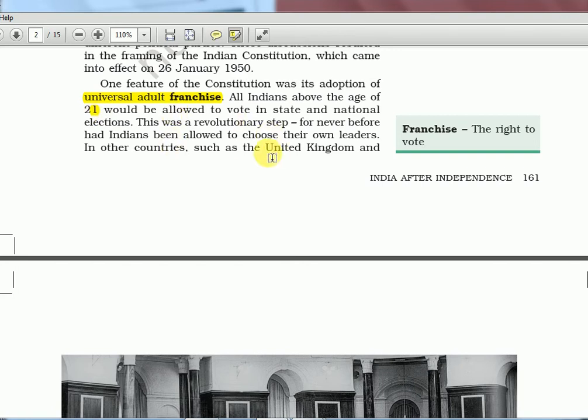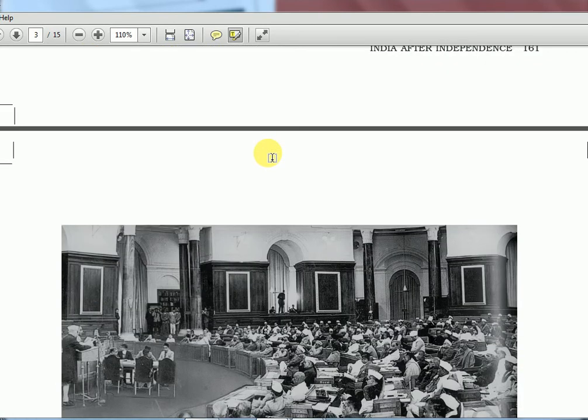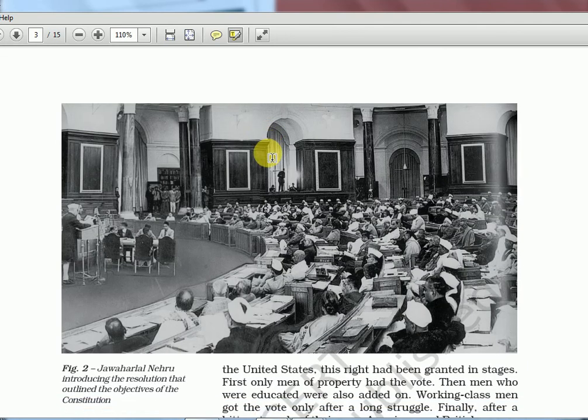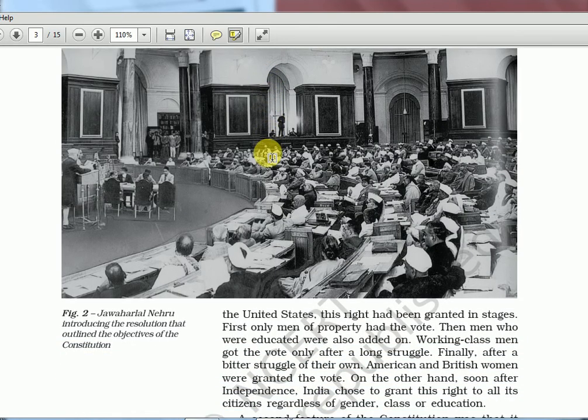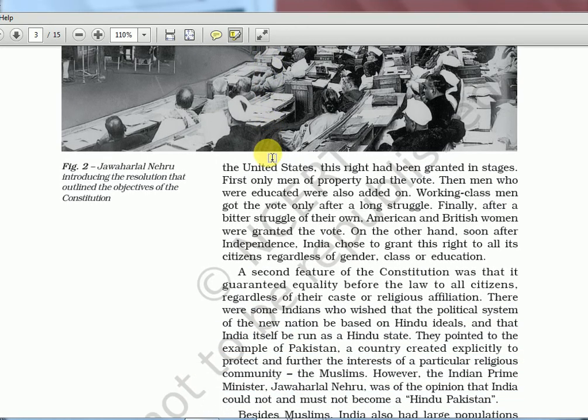Okay, so then later with an amendment it was made 18 years of age. If you know the amendment, tell me in the comment section, so that others will also know when the age limit was reduced to 18. Okay, the voting right is actually again a picture, Jawaharlal Nehru announcing the objective resolutions. Then the voting thing I told you.